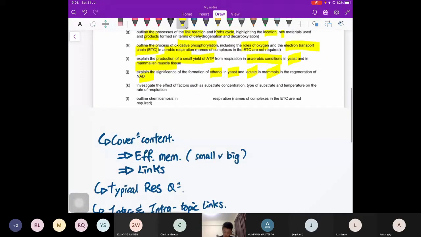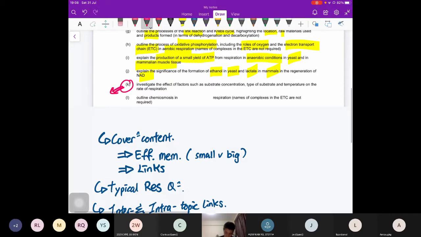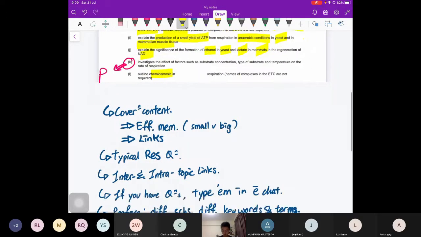Then this one here is more of a practical. And then we also have chemiosmosis, which is very, very important in respiration.